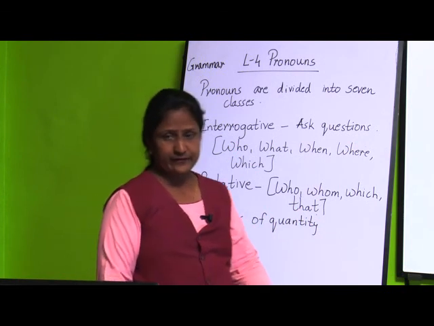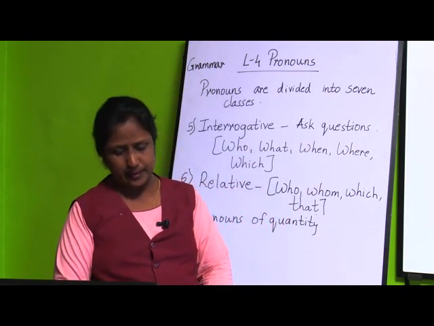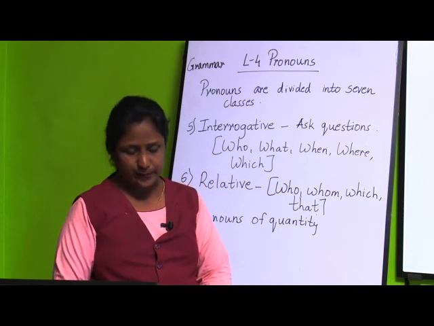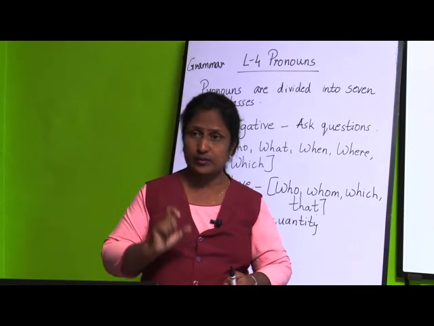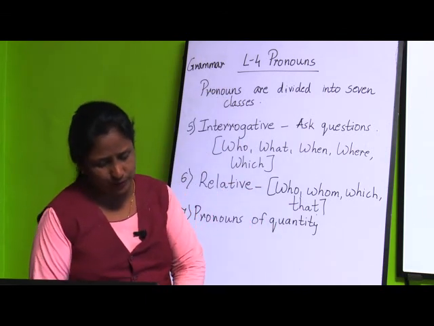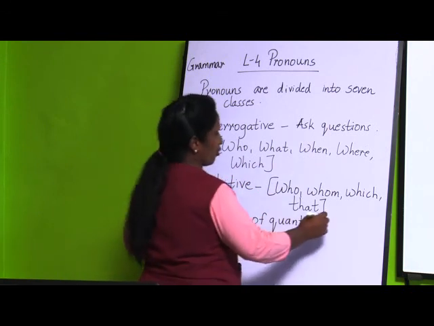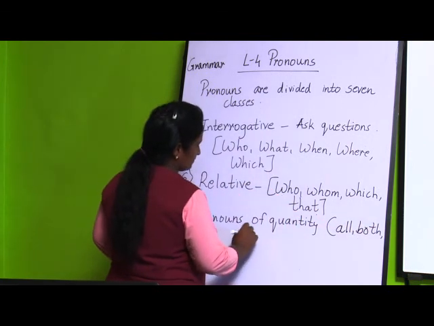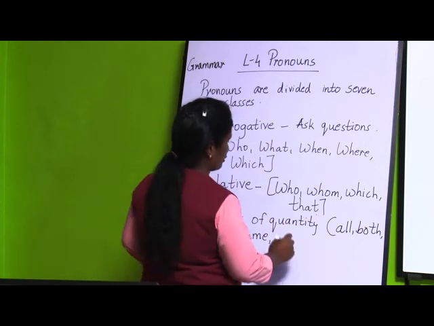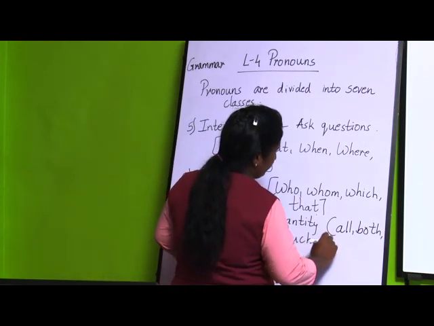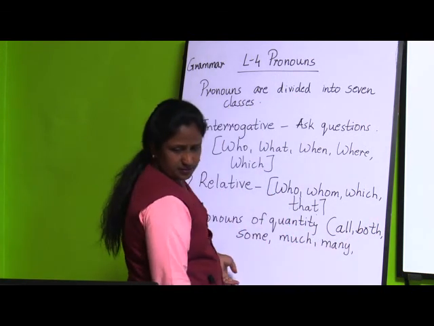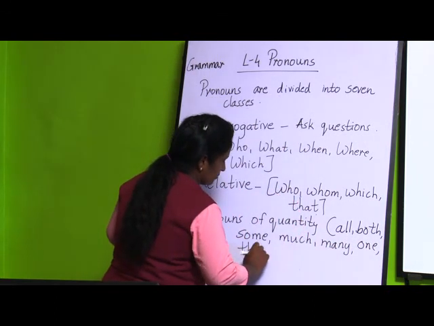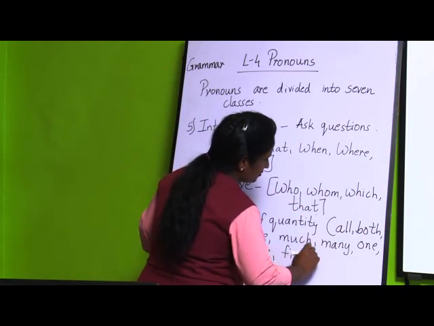For example, pronouns of indefinite quantity like some, any, much, many, somebody, someone, anybody, anyone, something, anything. These all are indefinite pronouns, and we don't know the correct amount or quantity of anything. So, pronouns of quantity means what? Here we use words like all, both, some, much, many, and also we can use numbers like 1, 3, 5. So, it shows the quantity, and many more words.